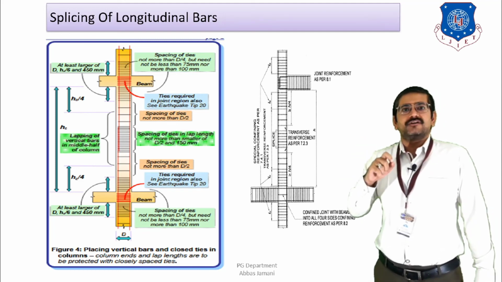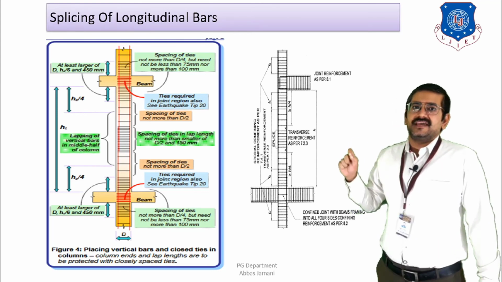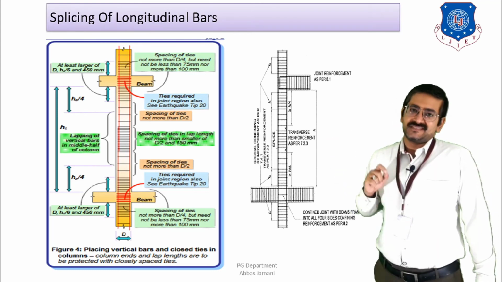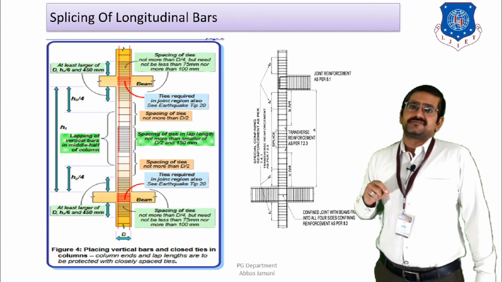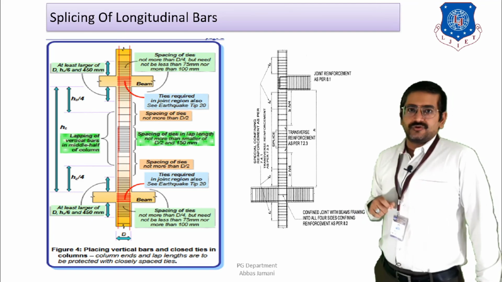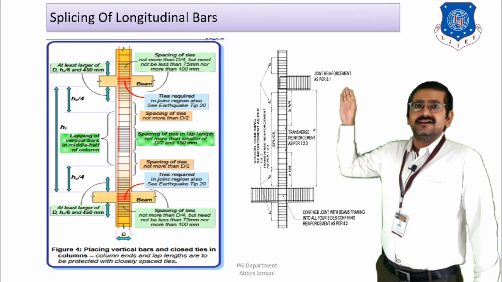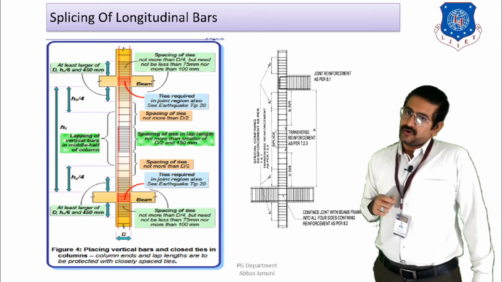And when you talk about the stirrups to be placed in this particular zone, the code is saying that the minimum spacing of stirrups should be 75 mm and the maximum spacing of stirrups should be 100 mm in this zone. The other important thing to note is that the special confinement stirrups should be extended along the beam column joint region also, right?